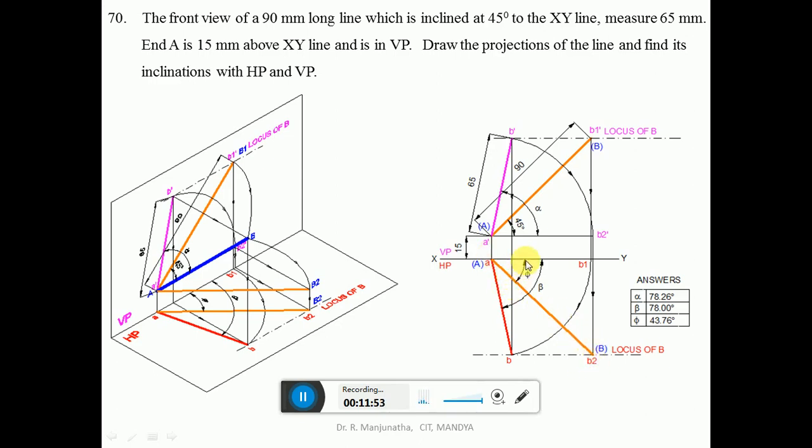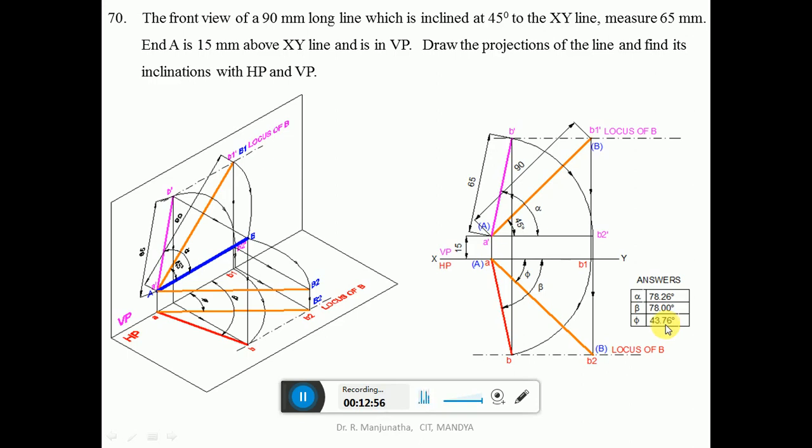The true inclination made by this with respect to VP is phi. The apparent inclination with respect to HP in the front view is alpha, and the apparent inclination with respect to VP is beta. Using the protractor, you measure the apparent inclination with respect to HP, which is alpha, equal to 78.26 degrees when you do it in computer; when you do it manually, it will be 78 degrees. Similarly, using the protractor, you measure the apparent inclination with respect to VP, which is beta, 78 degrees both in computer and manually. And the true inclination with respect to VP, which is phi, is equal to 43.76 degrees in computer; manually, it will be 44 degrees.